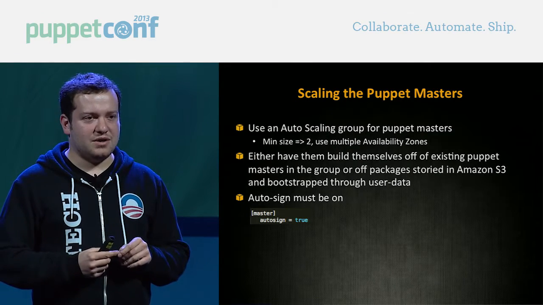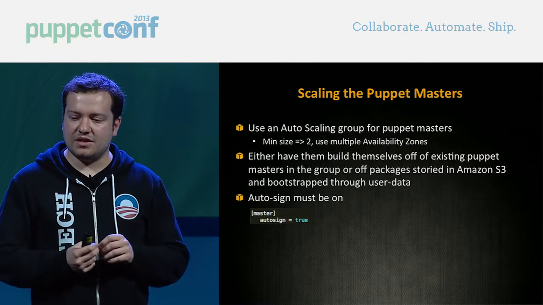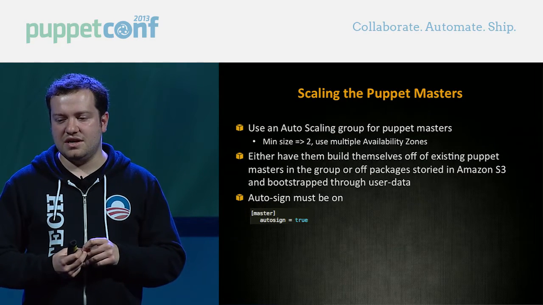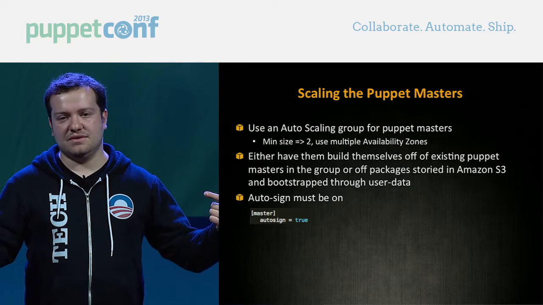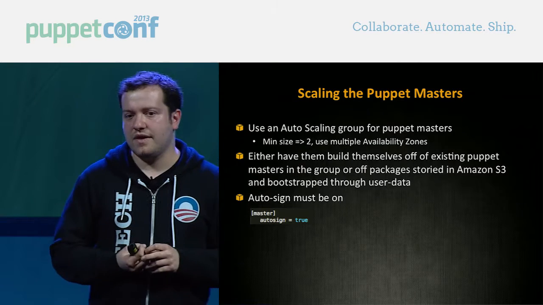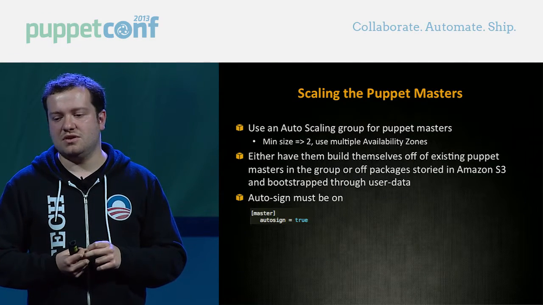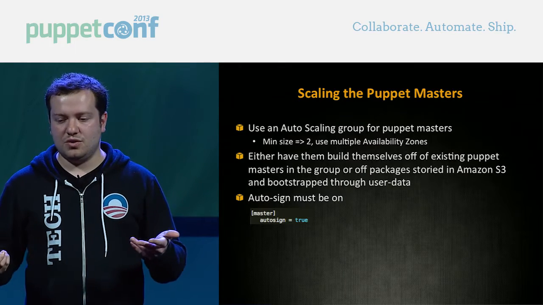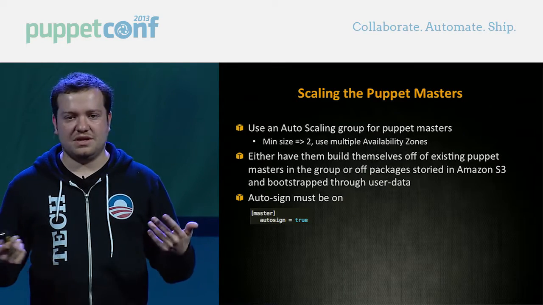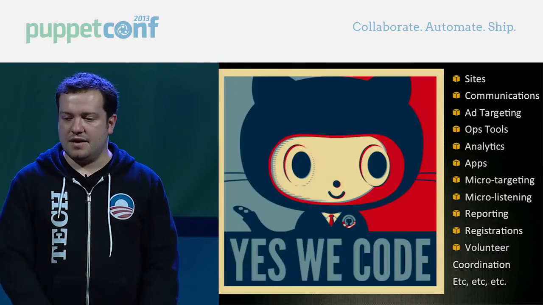But if you're worried about all of your Puppet masters not being available, what you could do is have the bootstrap for the Puppet masters be different than everything else. Have it bootstrap off of a copy of your manifest in S3. And so then it doesn't depend on the Puppet master itself being up. And again, you want to have auto signing on because you can't manually approve nodes.